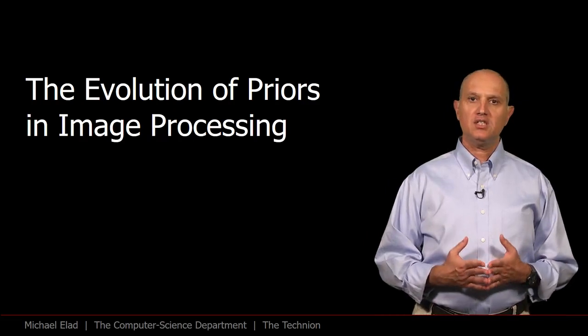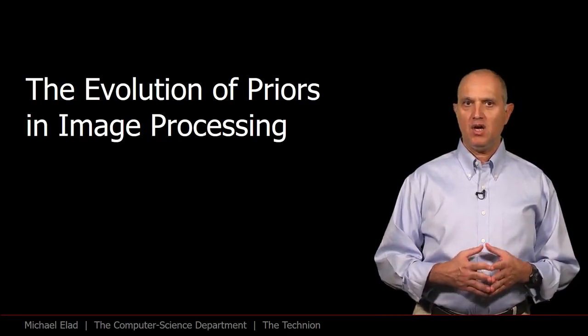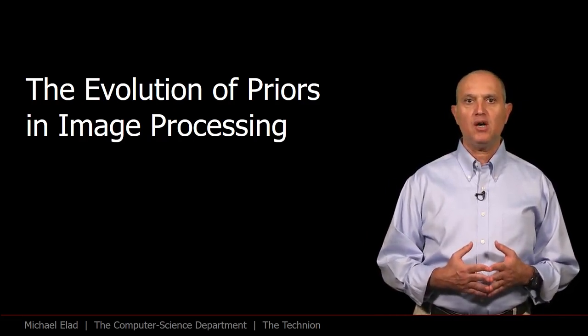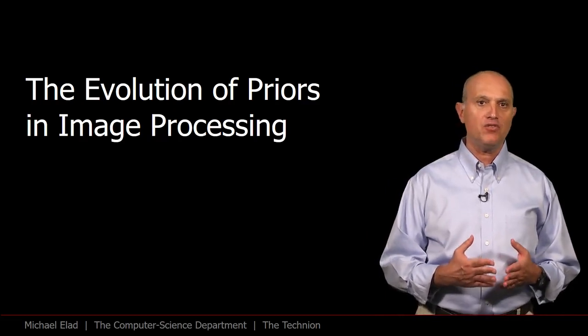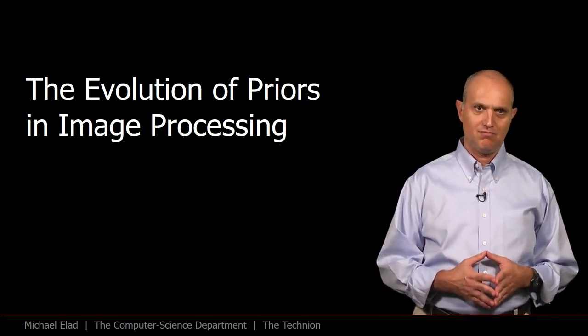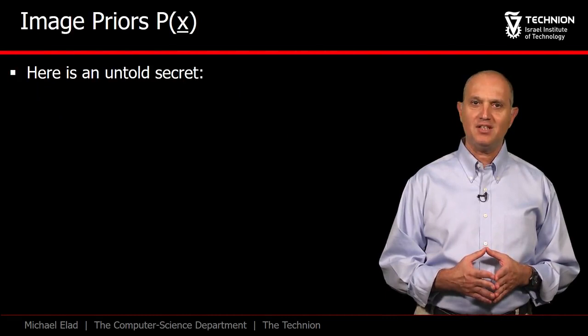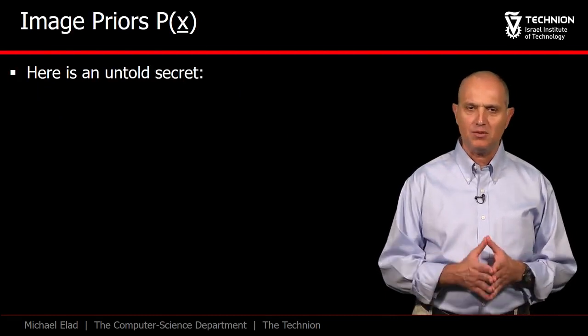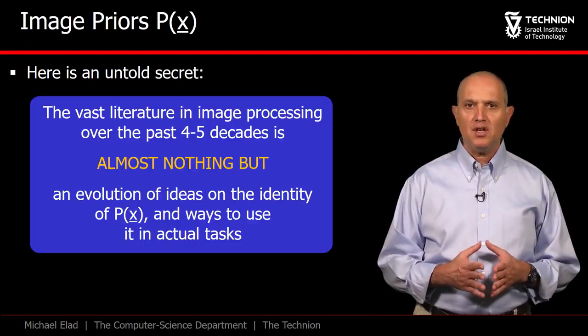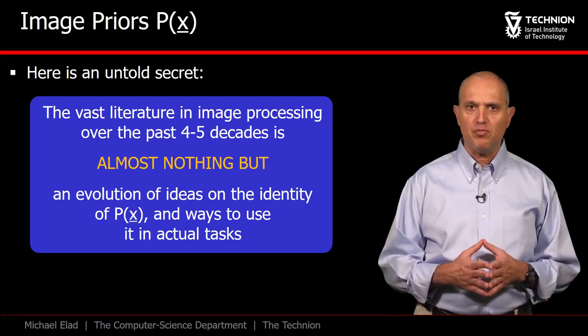We turn to discuss image priors. As we are about to see, an evolution of ideas on how to build P of X defines much of the image processing literature. Here is a central fact that experts in image processing never speak about. Much of the work done in our field is centered on the choice of P of X.